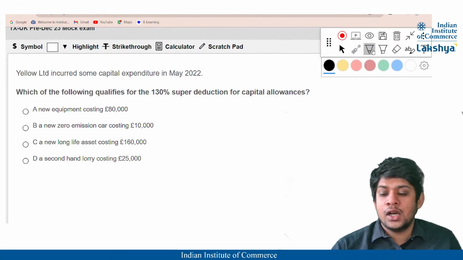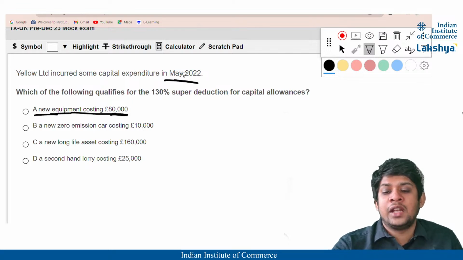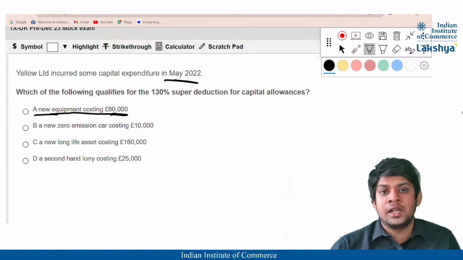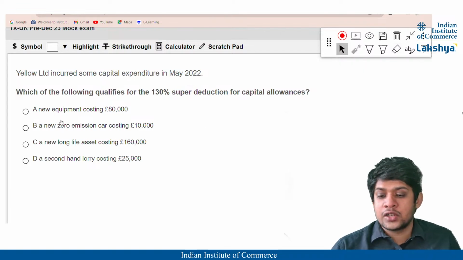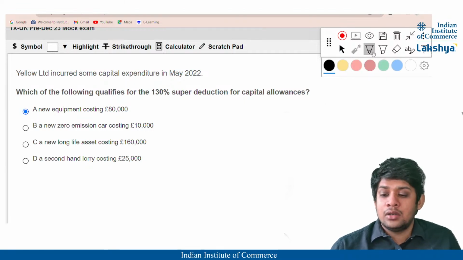So firstly, they are saying a new equipment costing £80,000. It is purchased in May 2022. It is an equipment, so it is plant and machinery. It will definitely qualify for the super deduction. So option A is going to be the correct response. Let us look at the remainder.